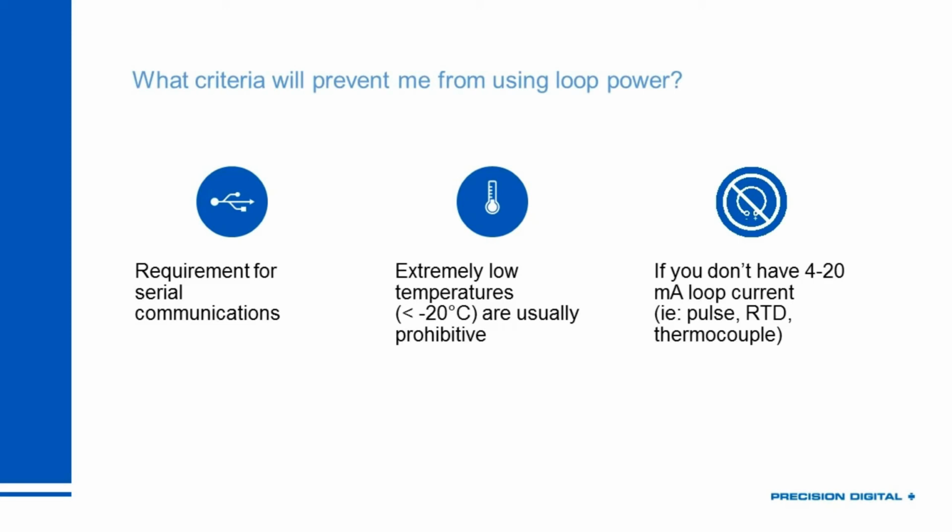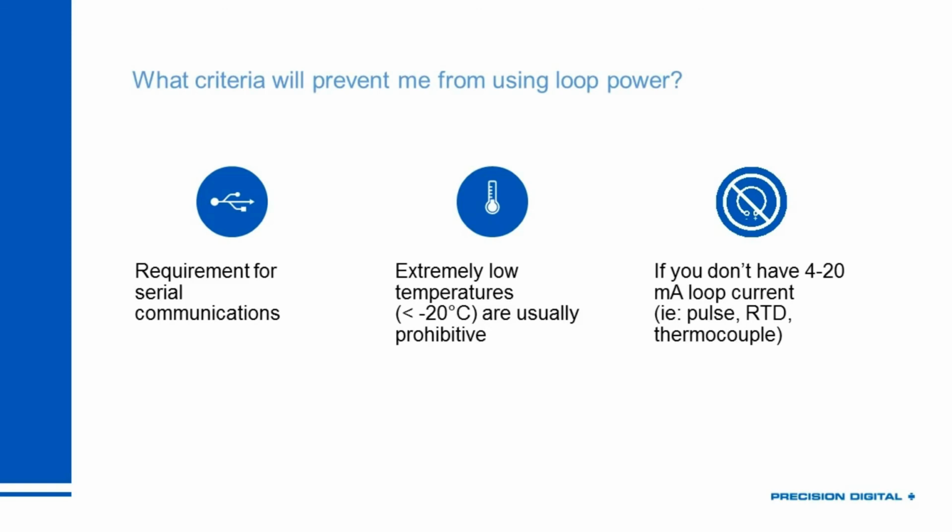And lastly, if you don't have a 4 to 20 milliamp current loop, then you can't use LoopPower. LoopPower, by definition, is used in 4 to 20 milliamp DC loops. So if you're trying to read a pulse output from a flow meter or an RTD or thermocouple signal, then you're not using a LoopPowered device. You would need to get some kind of transmitter in order to bring that signal into the 4 to 20 milliamp world in order for the LoopPowered device to work with it.